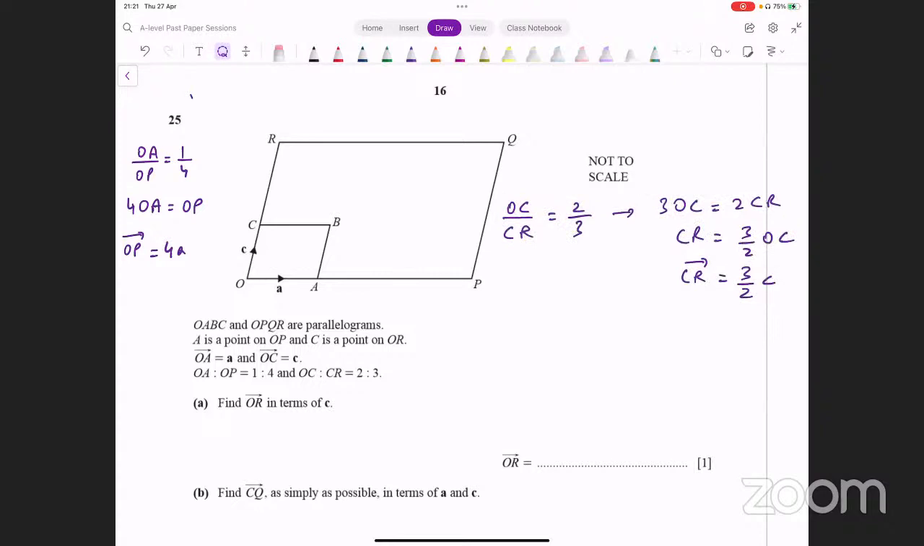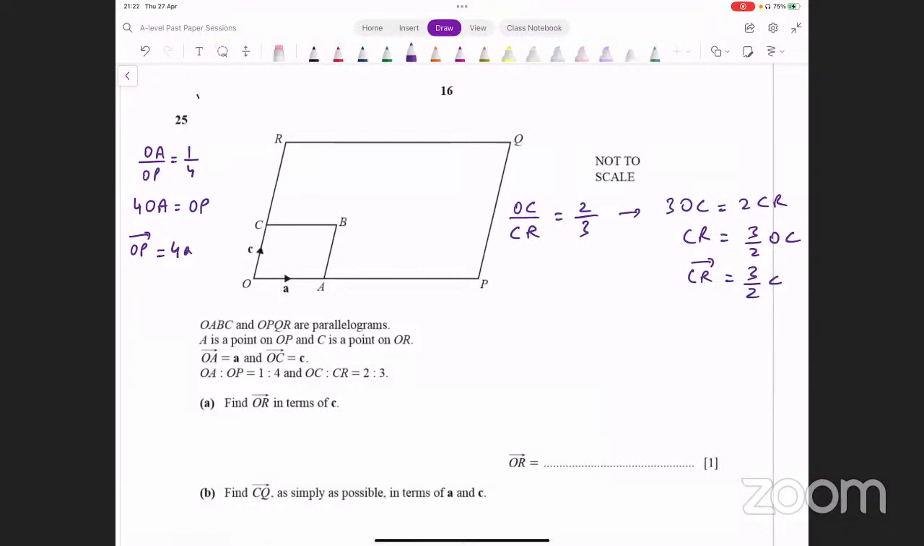So you have the vector OP now and also the vector CR. अगर आपको ये पूरा vector चाहिए होता है OR, वो भी आप निकाल सकते हैं. That's just OC plus CR. That's going to be 5/2C. Now let's see the questions that we have. In the first part, it says, find OR vector in terms of C.